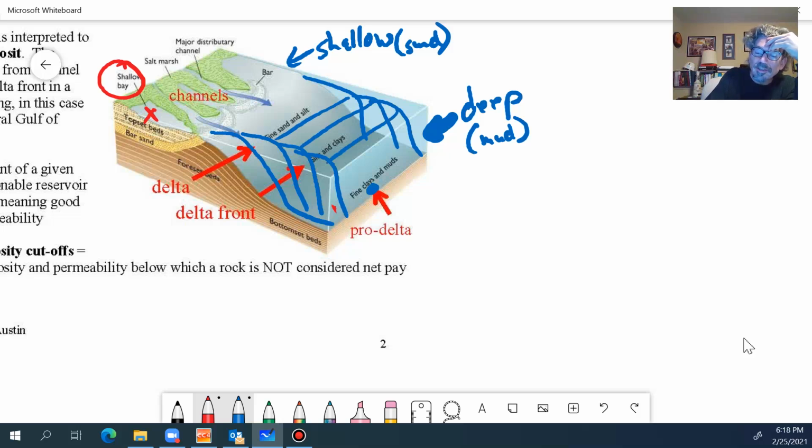So it fills in, the shallow water, high energy stuff fills in over the top of the fine mud clay. So if we go from deeper to shallower, we'll go from fine grain to coarse grain. Hopefully that makes sense for you.